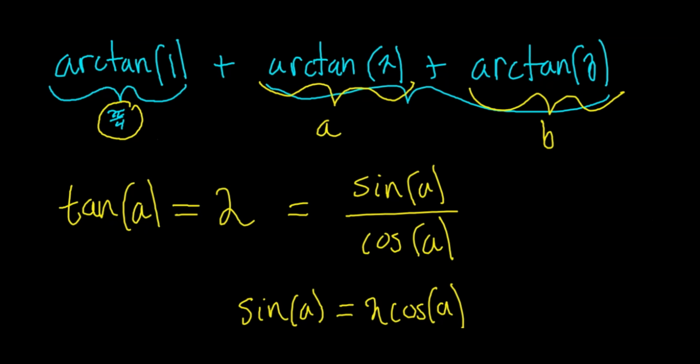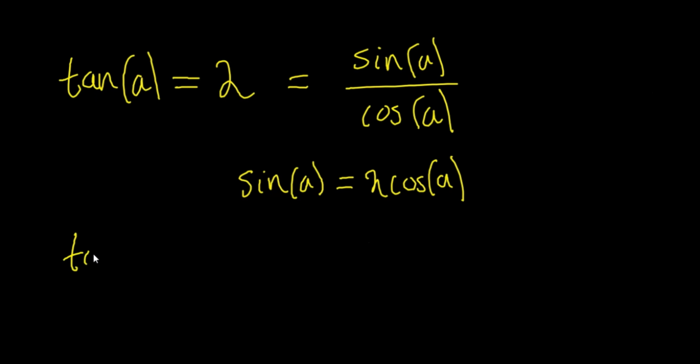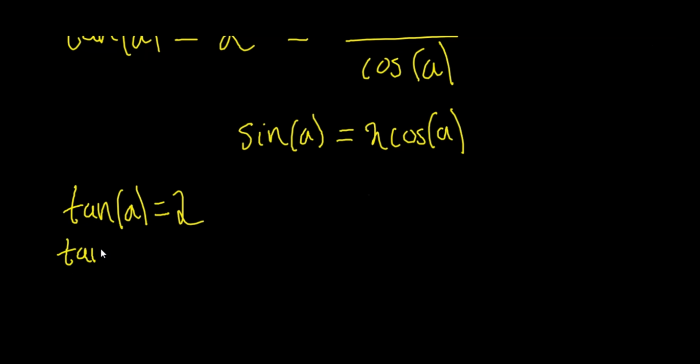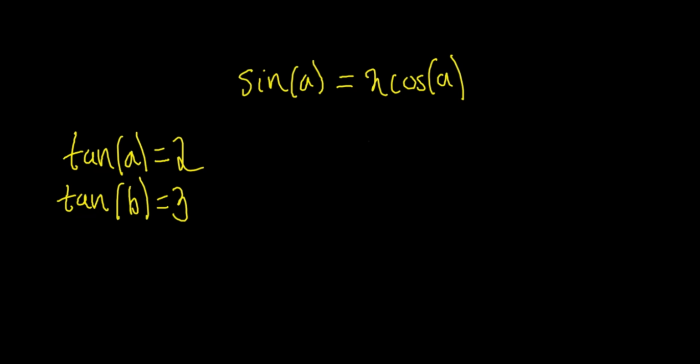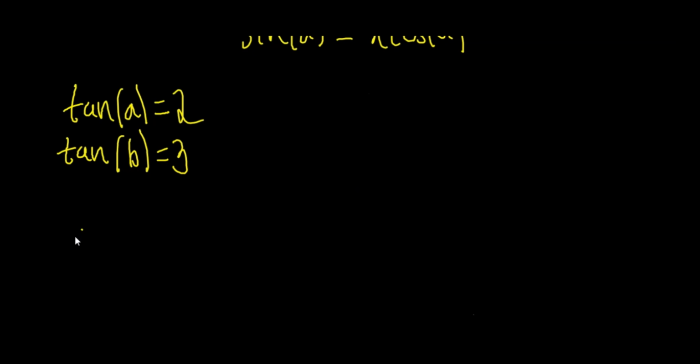So maybe one thing we can do is, well, we know something. We know that the tangent of A is equal to 2, and we know that the tangent of B is equal to 3. So maybe we can say something about the sum A plus B. Well, what could we say about the sum? Maybe we can somehow leverage the fact that we know what tangent of A and tangent of B are, and somehow be able to say something about A plus B.